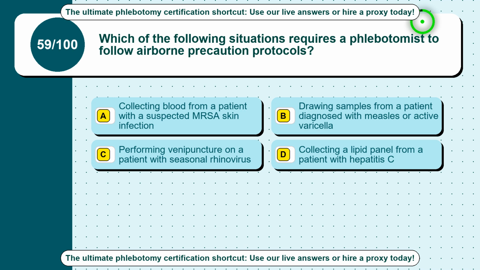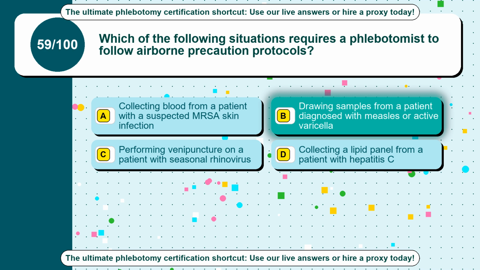Question 59. Which of the following situations requires a phlebotomist to follow airborne precaution protocols? Option A, collecting blood from a patient with a suspected MRSA skin infection. Option B, drawing samples from a patient diagnosed with measles or active varicella. Option C, performing venipuncture on a patient with seasonal rhinovirus. Option D, collecting a lipid panel from a patient with hepatitis C. The correct answer is option B, drawing samples from a patient diagnosed with measles or active varicella.